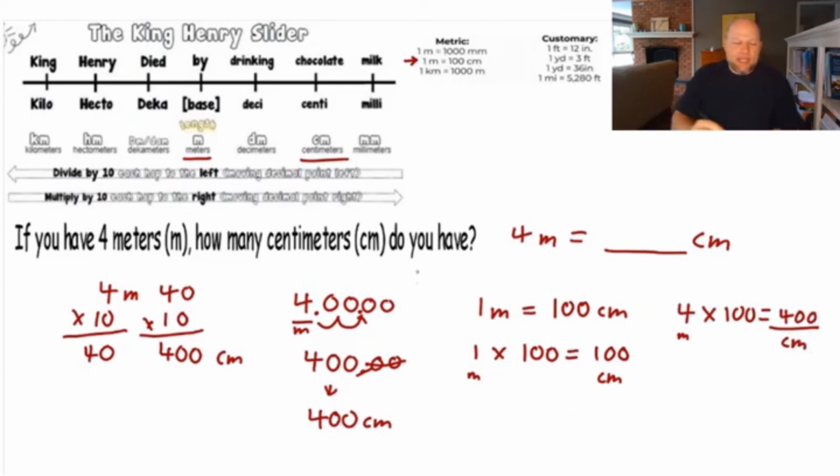So now we can answer this question. If we have 4 meters, how many centimeters do we have? We have 4 meters, and that equals 400 centimeters. And that's how you convert units of measure within metric and customary.